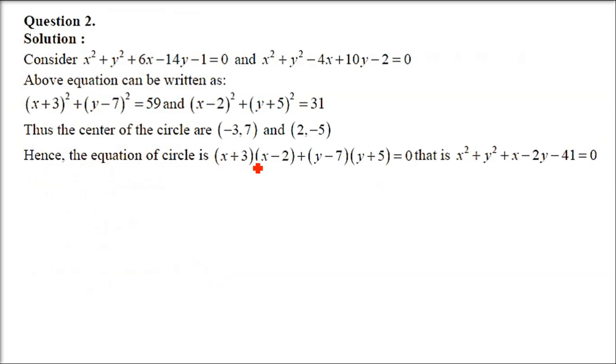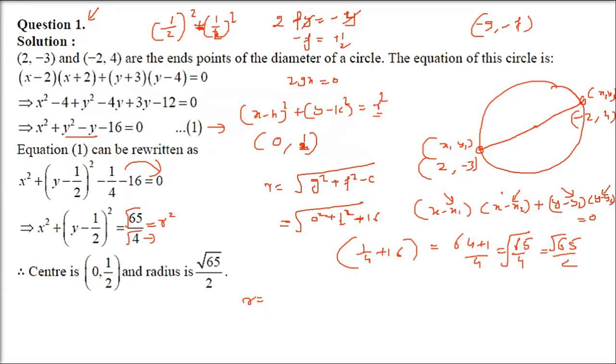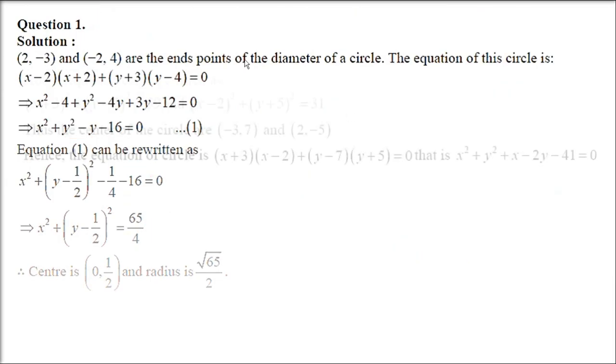Now the next question here is: find the equation of the circle, the end points of whose diameter are the centers of the circles x square plus y square plus 6x minus 14y minus 1 equals 0, and x square plus y square minus 4x plus 10y minus 2 equals 0. So you have to find out the center here, and the center is x1, y1. Then if you can find x1, y1 and x2, y2, you can put them in this equation.